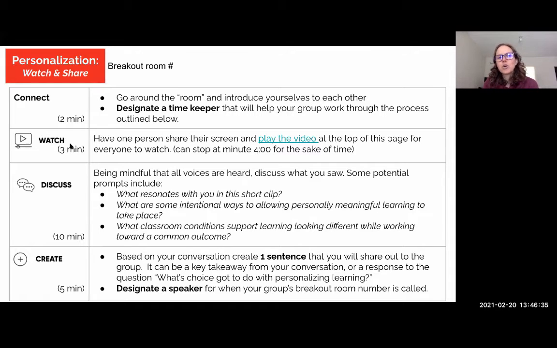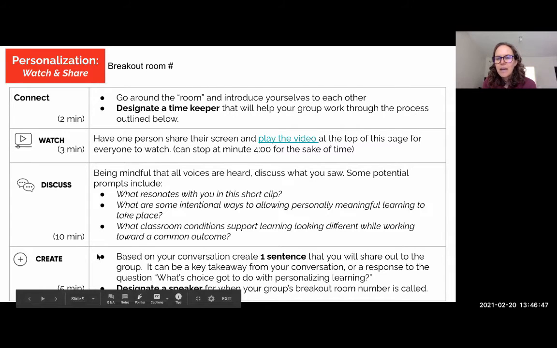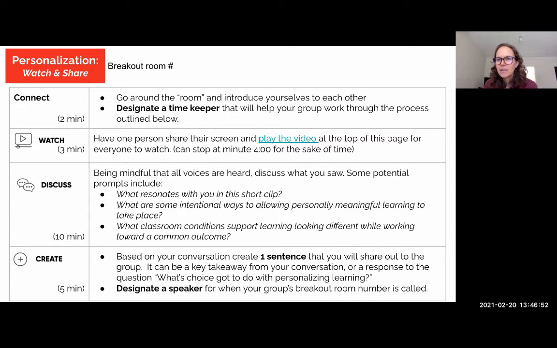And then there will either be what you'll watch, read, or jump into discussing and brainstorming. There are some guiding questions for you to follow, and then I would ask you to spend some time thinking about what your main takeaways are as a group, and consolidate those into a sentence or 2 that we can come back and share out as a group. So before the time is up in your breakout room, please designate a speaker for your group so that we have somebody who's willing to share out when that time is called.